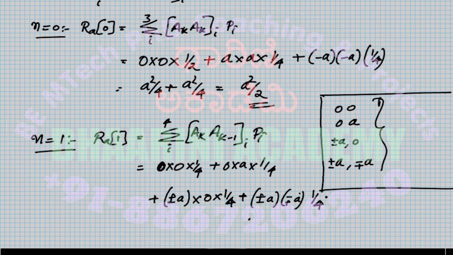Yes, that's correct. What's the last term? Whenever the first is plus A, second one is minus A. So the product is minus A square. At the same time, if the first one is negative, second is positive, then also you get minus A square, correct? So your answer is always, irrespective of what is the case, minus A square by 4. That is n equal to 1.